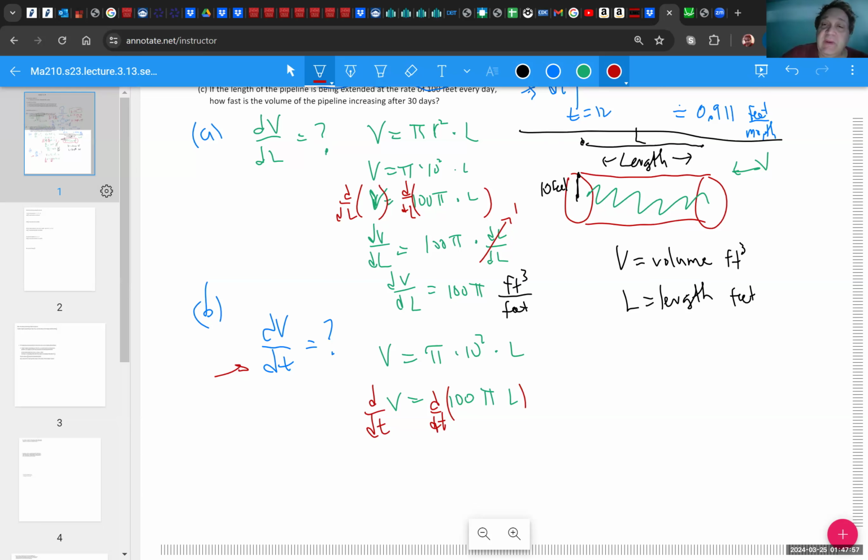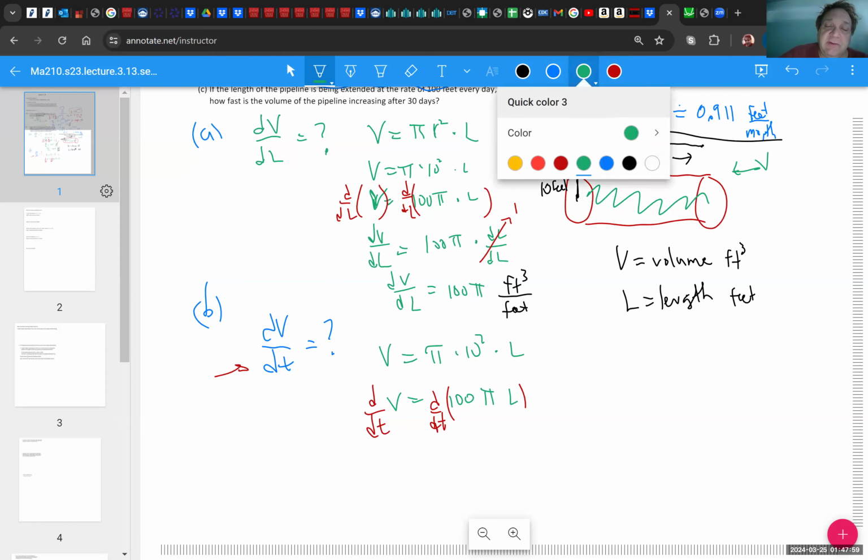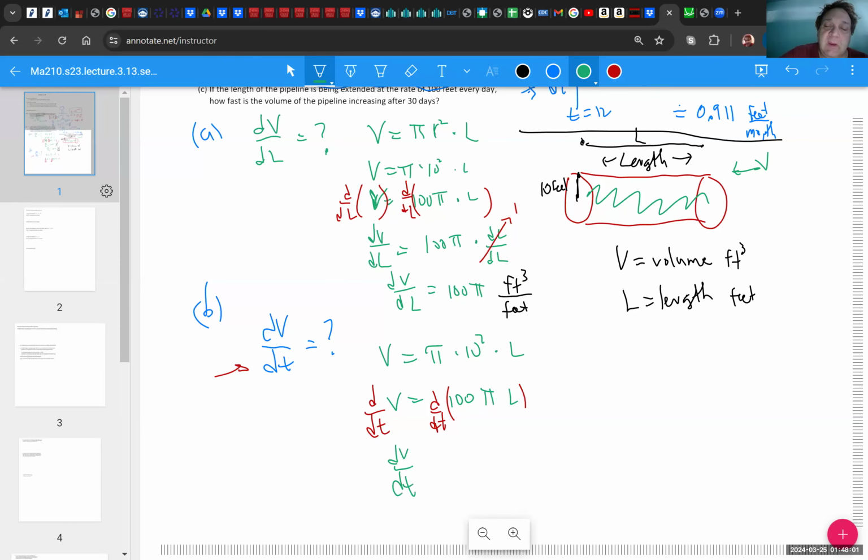The derivative of V with respect to t is called dV/dt. The derivative of this, again, our derivative formulas don't change, so it's still 100 pi times the derivative of L, but it's not dL/dL this time, it's dL/dt, which is not equal to 1. And that is, in fact, how fast the length is changing in time. And this is our answer for part B.